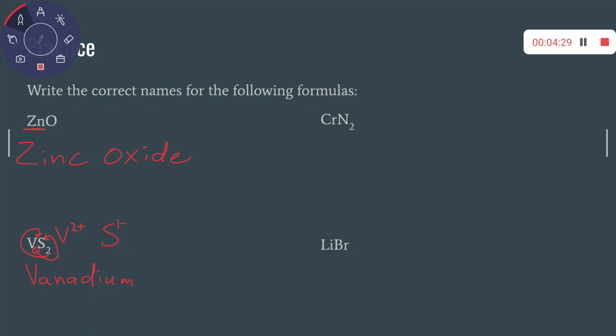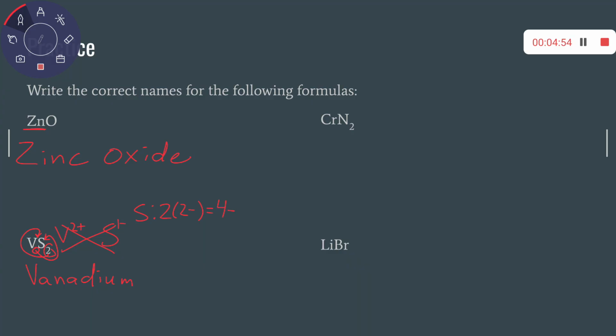Now I double check. Is sulfur a 1-? No, it's a 2-, so my reverse drop swap has failed. And now I have to do a little bit of algebra. I start with my anion. In my formula, I am given 2 sulfurs, and each of those sulfurs has a 2- charge, which means my total negative charge for this compound is 4-.